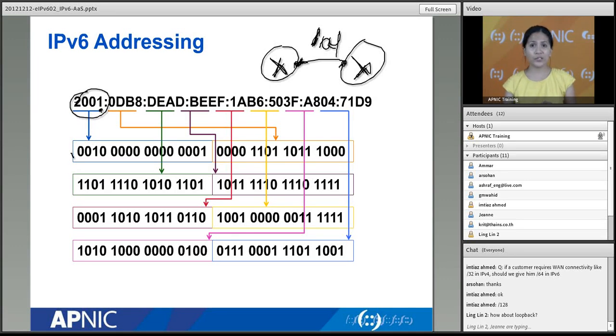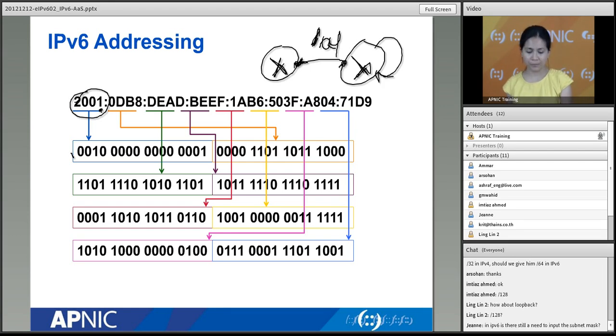Do you have any questions, Ahmed? Loopback. Of course, loopback, you're right. If you need a loopback address for this router, that is /128, okay? That's similar to /32 in IPv4, okay?